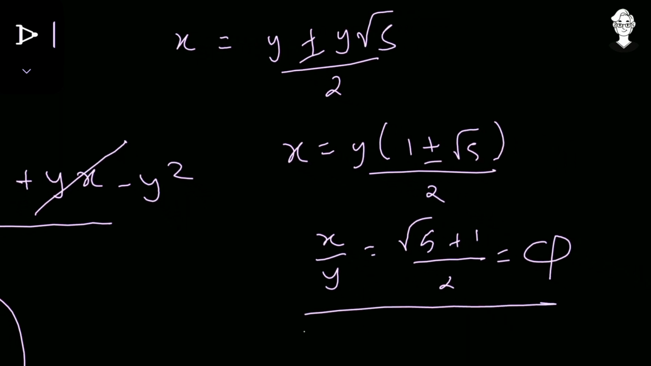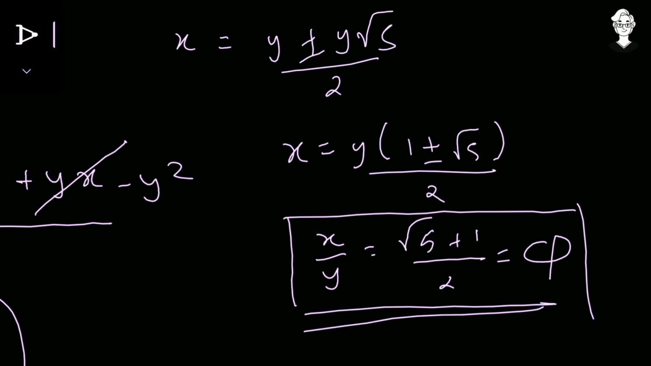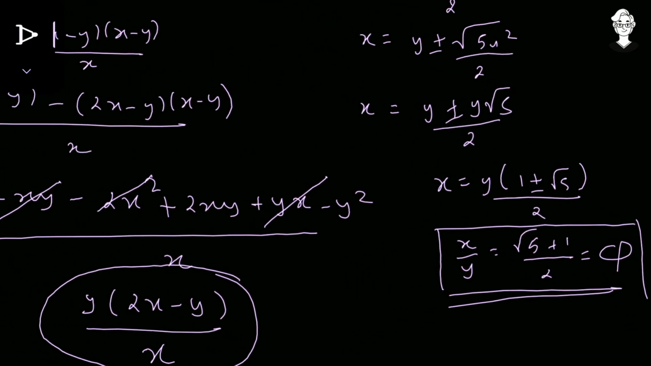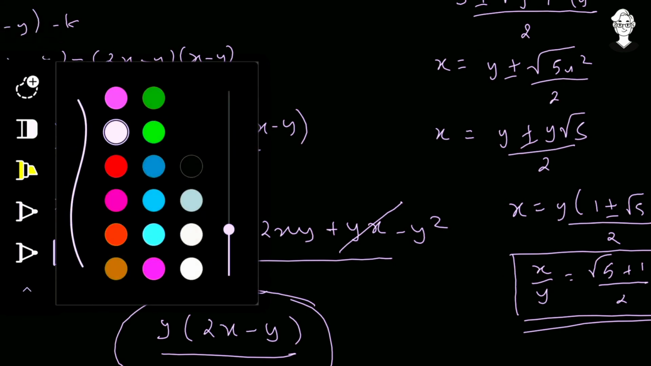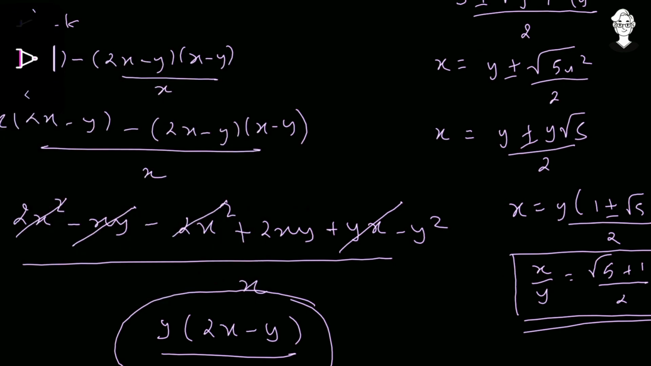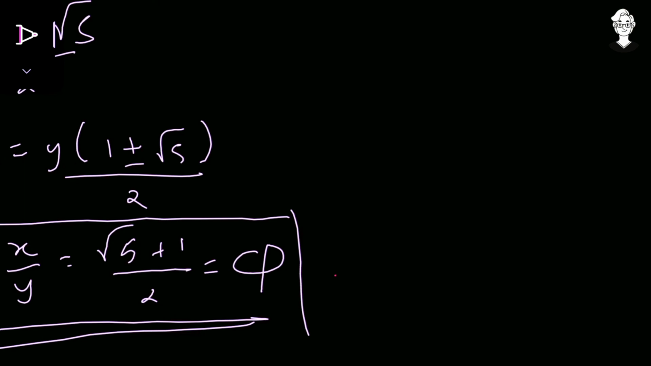And that's a beautiful answer I was talking about, that x upon y is equals to square root of 5 plus 1 upon 2. So that was the beauty of this question. So here's my method, you can see on the screen. That's the method I have used to solve that, the midpoint theorem.